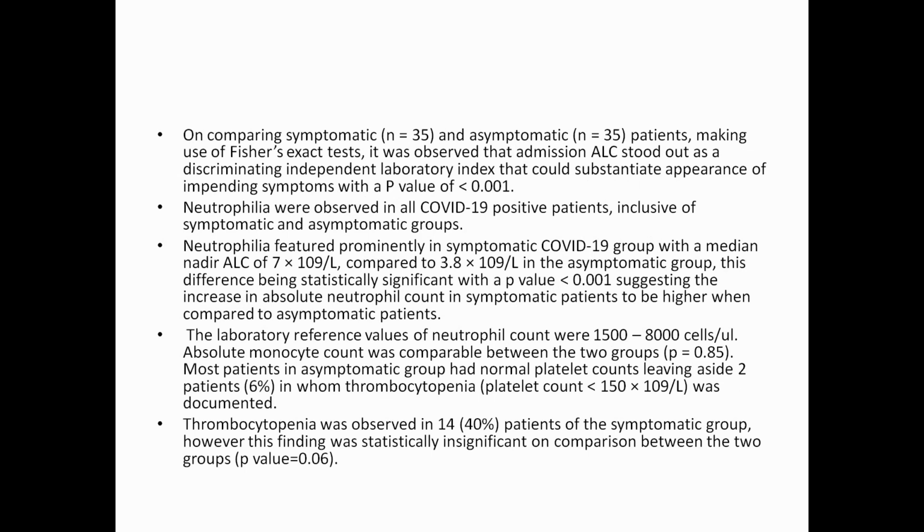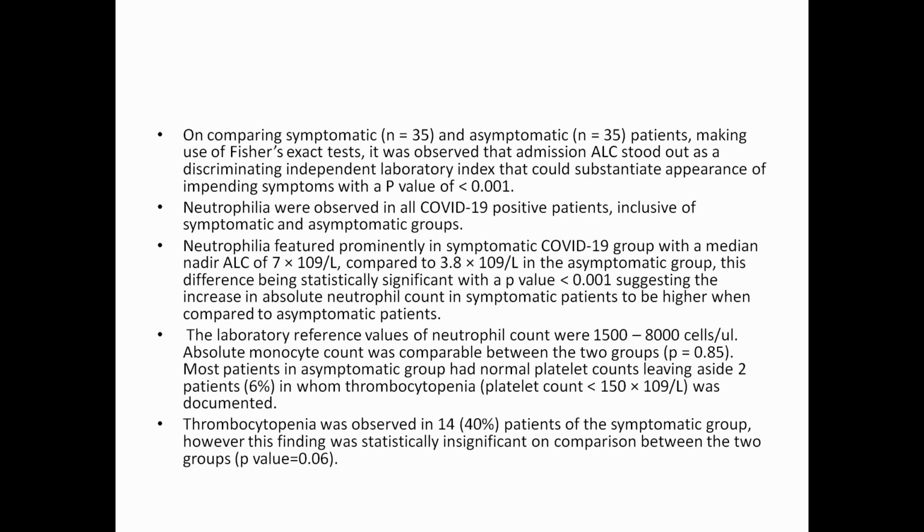On comparing symptomatic and asymptomatic patients, 35 each, making use of Fisher exact test, it was observed that admission ALC stood out as a discriminating independent laboratory index that could substantiate appearance of impending symptoms, with a p-value of less than 0.001. Neutrophilia was observed in all COVID-19 patients, inclusive of symptomatic or asymptomatic patients. Neutrophilia featured prominently in the symptomatic COVID-19 group with a median nadir of 7 compared to 3.8 in asymptomatic patients, which is statistically significant.